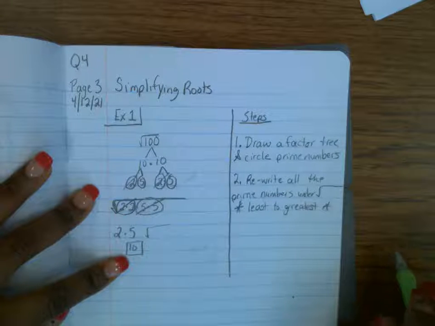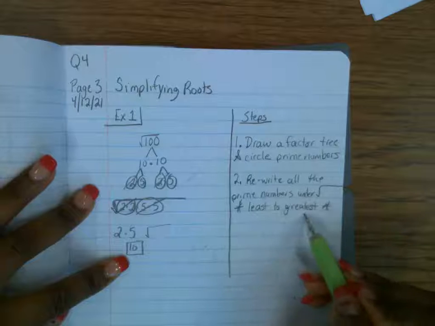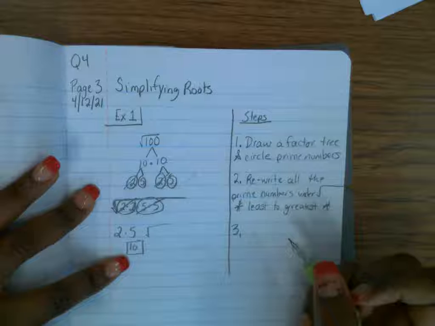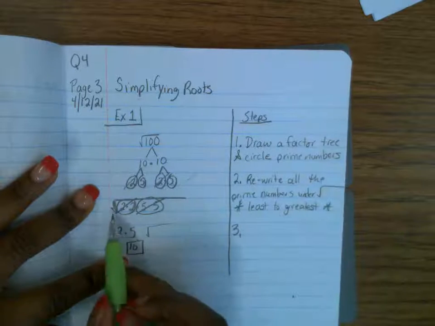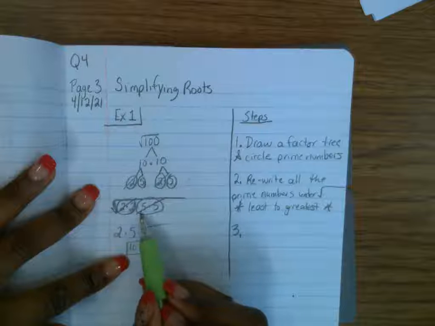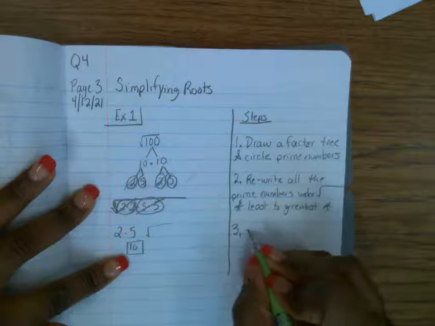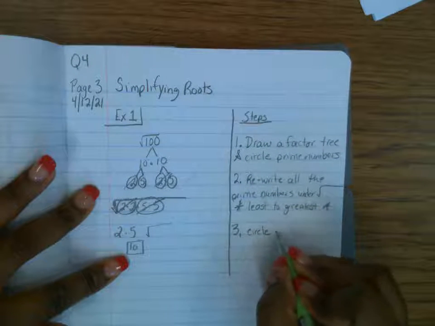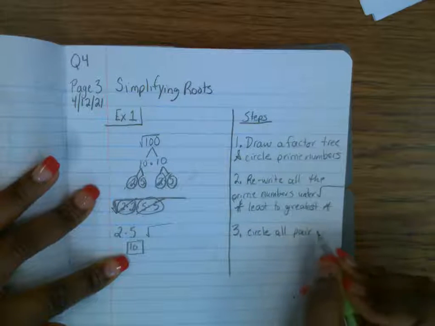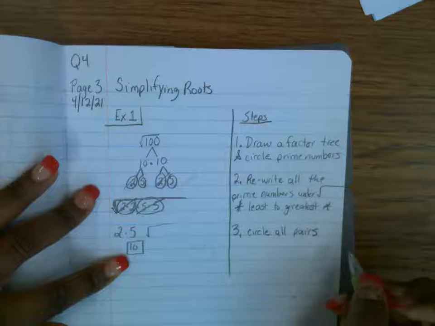Why do you do that? Why do you want us to put it in order from least to greatest, Ms. Reyes? Because in the third step, you're going to circle pairs. You're going to circle numbers that have twins, okay, where there's two of the same number. All right, so you're going to circle all pairs. Why are we circling pairs, Ms. Reyes?